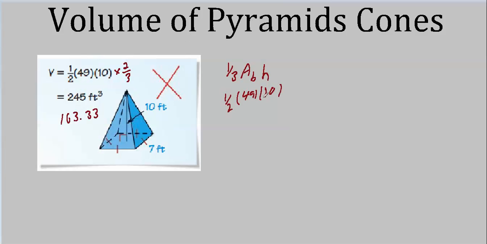So here's the correct formula. Gee whiz. 1/3 times 49 times 10, or 1/3 of 490. That's 163.33. Or, given an incorrect answer, if you know what's wrong with it, you can multiply by a correction factor and quickly get to the right answer.